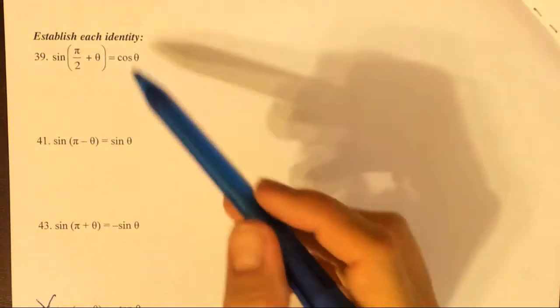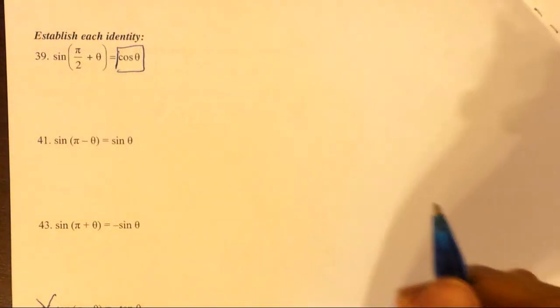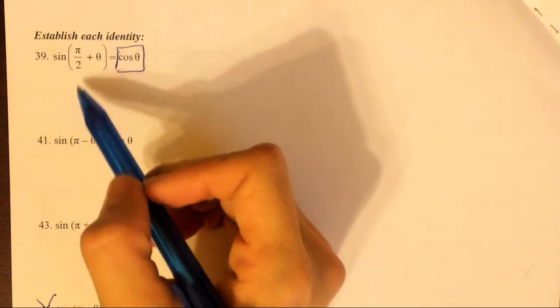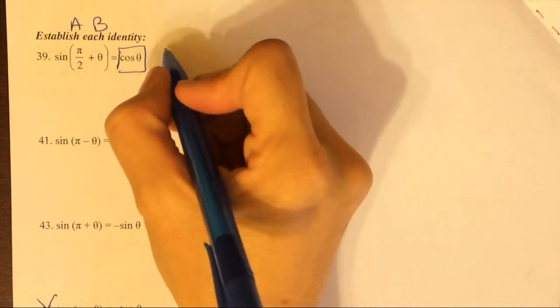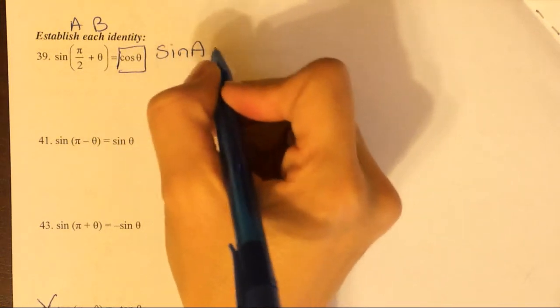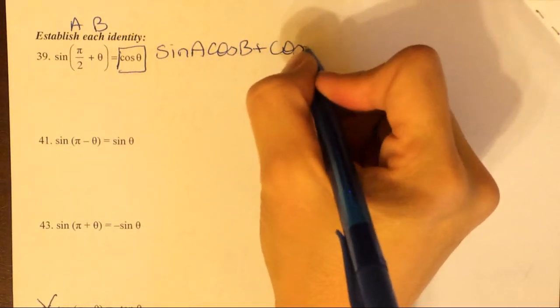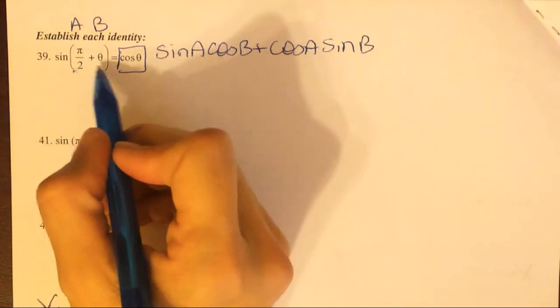On the back, they want you to establish an identity. So this is kind of like worksheet 6.3. So what they want me to do is they want me to plug into my formula, and I'm going to keep working until I get cosine theta to pop out. So the first thing you want to do is probably write down the formula you need for sine A plus B. This is my A, this is my B. So the formula for sine of A plus B says sine of A cosine of B plus cosine of A sine of B. This is my A, this is my B.